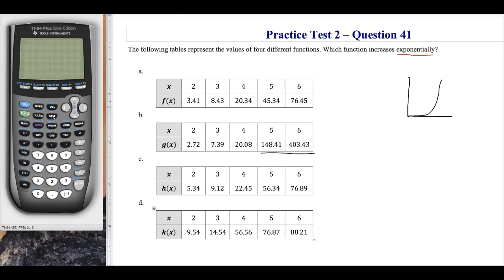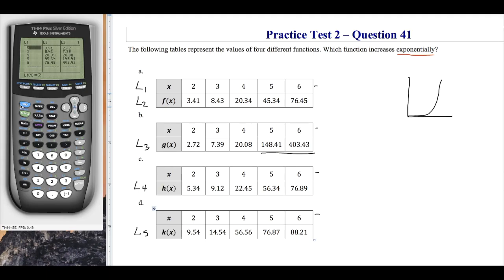It's stat, 1 for edit. And here you'll have your lists. In your different lists, I want you to input your x values into L1. And notice that your x values are all the same, so we only need to input those once. In L2, put your f of x data, L3, g of x, L4, h of x, and L5, k of x.